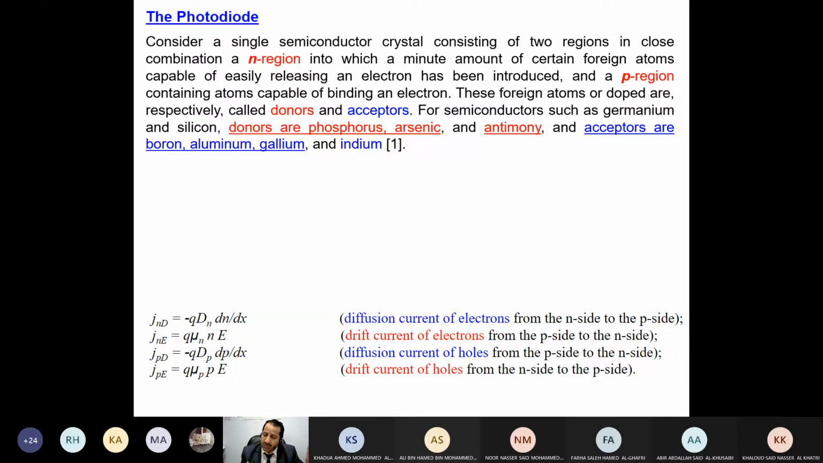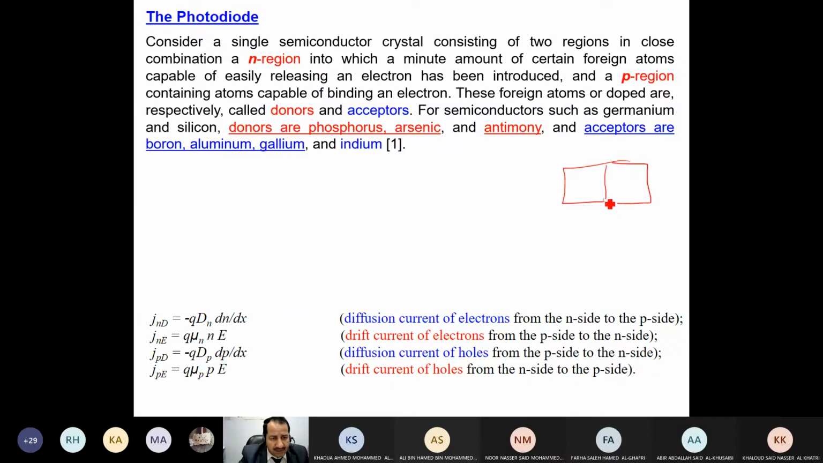Some of the electrons will cross. The N layer contains electrons, the major carriers. So some of the electrons will cross the junction to the P layer, and the same thing could happen from the P layer, which has positive charge as a major carrier. Some of the holes will cross in this way. Have a look. Let me just remind you.